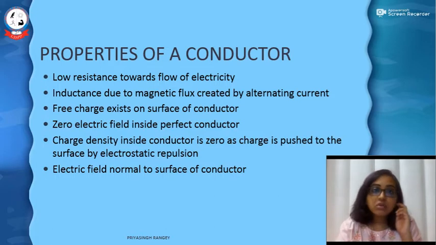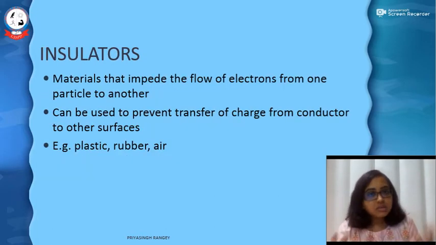Next, moving on to an insulator. What is an insulator? An insulator is a material that impedes the flow of electrons from one particle to another. This is the opposite of what a conducting material does. An insulating material, unlike a conducting material, is going to impede the flow of electrons. A conductor allows the flow of electrons, but an insulator is going to impede or restrict it.